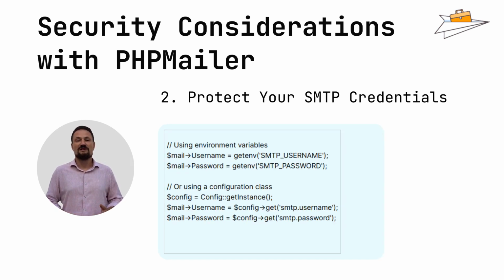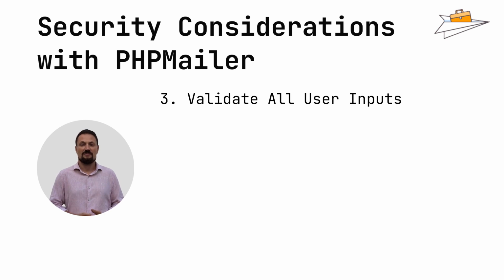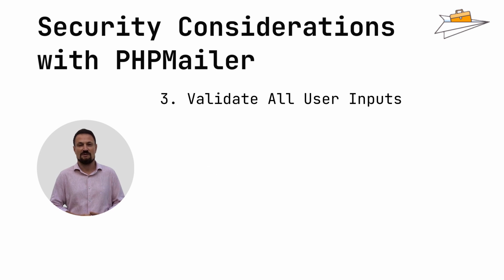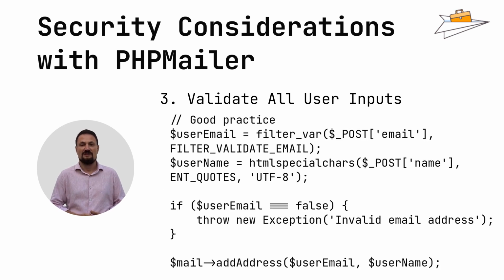2. Protect your SMTP credentials. This one's critical. Never hardcode your username and password into your PHP files. Instead, use environment variables or a secure config system. 3. Validate all user inputs. If you're using any kind of user input in your emails, like names or email addresses, always sanitize and validate it. Here's what you should never do. This opens the door to email header injection and other nasty attacks.